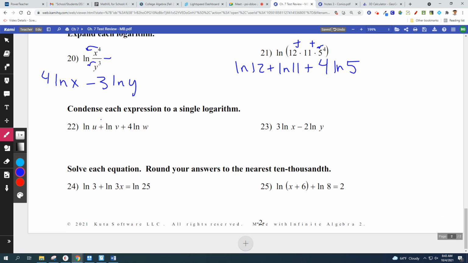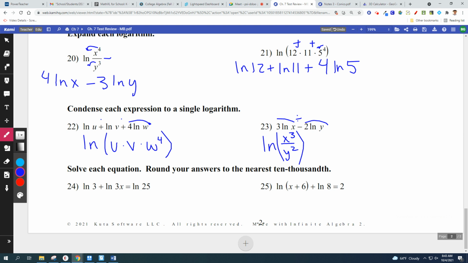Condense. This is going to be times. This is going to be times. This 4 goes to the back. Natural log of u times v times w to the 4th. This is going to be division. This is going to go to the back. This is going to go to the back. Natural log x to the 3rd over y to the 2nd.